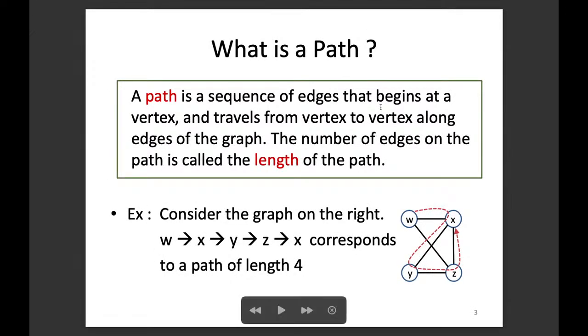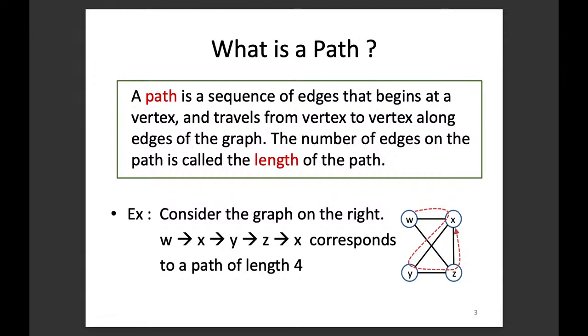So first of all, what is a path? A path is a sequence of vertices such that between two consecutive vertices there is an edge. So for instance, W, X, Y, Z, X, this sequence is a path. We can actually think of the edge as a road. We can go from W through a direct road to X, and then through a direct road to Y, and then Y to Z, and then Z back to X. Is that okay? And this is a path of length 4. The length counts the number of edges.